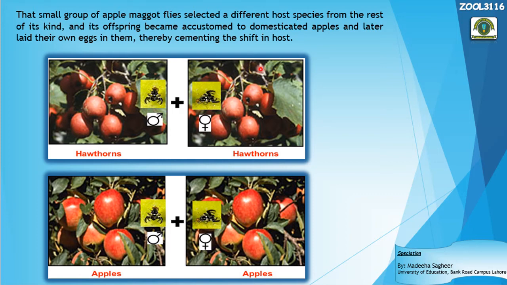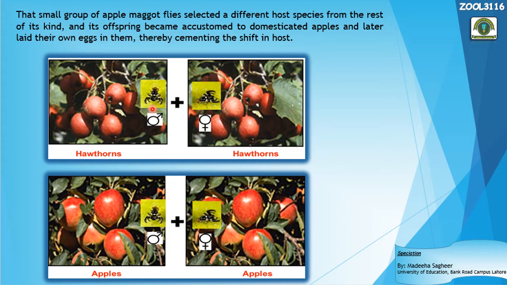Now, here in this picture, you can easily see what happened. These are the hawthorn berries, and these are the apples, and these are the maggot flies that are being brought up on the berries of the hawthorn plant and on the apples. Now they have a change in their host.